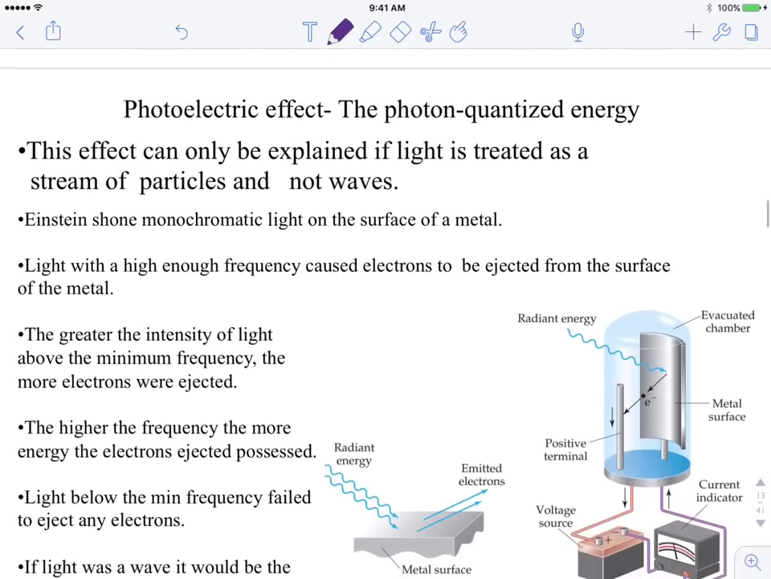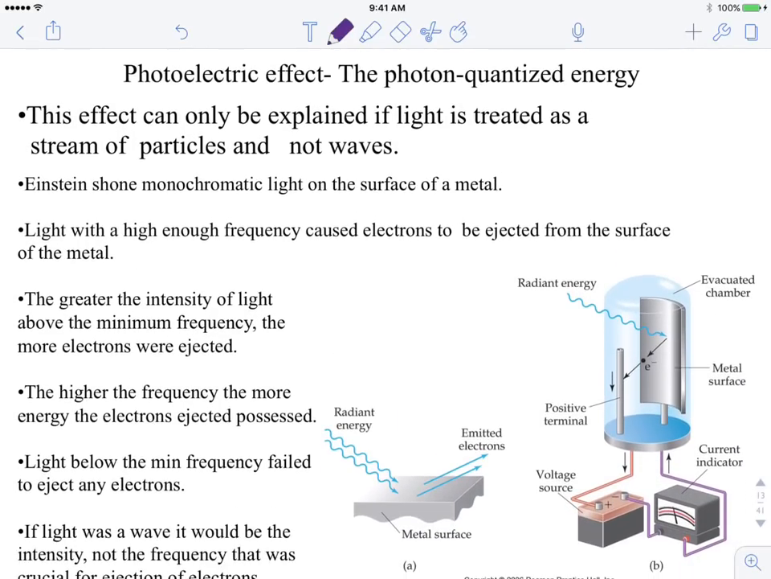What did his experiment do? It was really kind of simple. What he did was he shined light that was a single color, monochromatic, on the surface of a metal. And he started changing the frequency of the light. And what he noticed was that if he had light with a high enough frequency, the energy that would come in could cause electrons from the metal to come off. It was that simple. This is sort of a really simple representation of it. You shine light in, electrons come off.